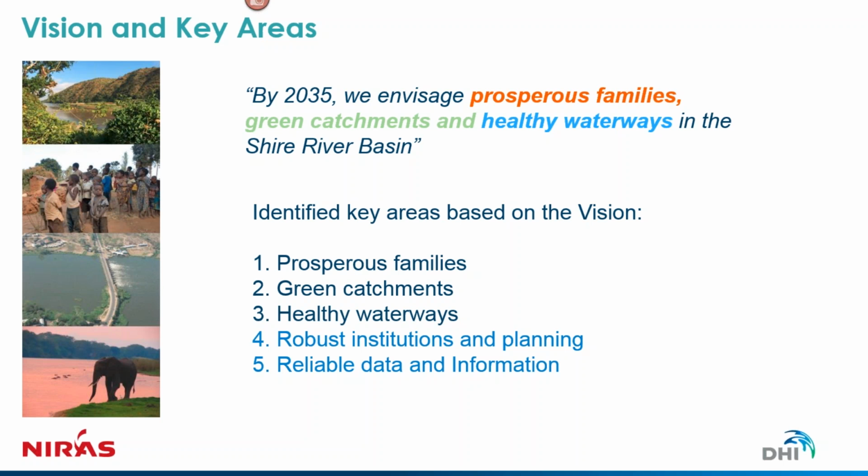Because history shows that people in any country are not in a position to care very much about the environment until they achieve a certain standard of living. So the key areas in the plan, based on this vision, are the three phrases that come from the vision, but with additional areas added, like robust institutions and planning, and reliable data and information, which are important for being able to do water resource management in the future.